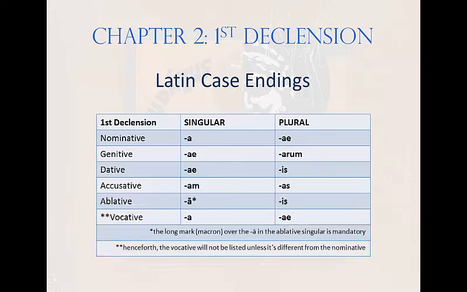Now let's review all the endings together, singular and plural, beginning with the nominative singular. A, I, ah. We'll leave the vocative off. I, arum, is, as, is. Let's say it again. A, I, ah. I, arum, is, as, is.